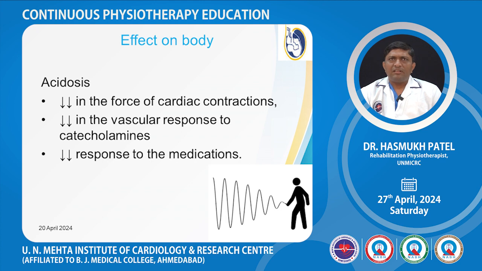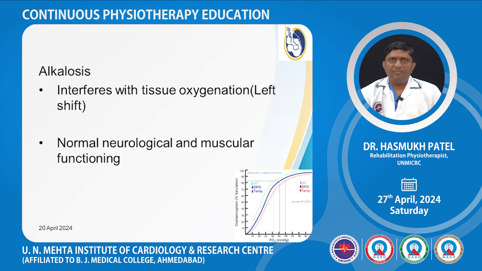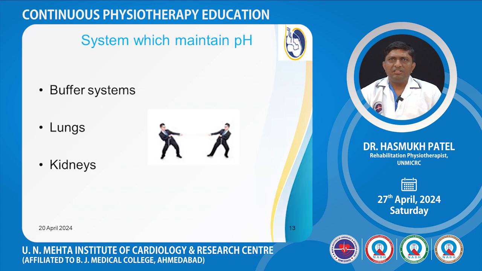Effect on the body. If acidosis increases in the body, there is a decrease in the force of cardiac contraction, a decrease in the vascular response to catecholamines and a decreased response to medication. If alkalosis increases in the body, there is interference with tissue oxygenation, along with abnormal neurological and muscular functioning.